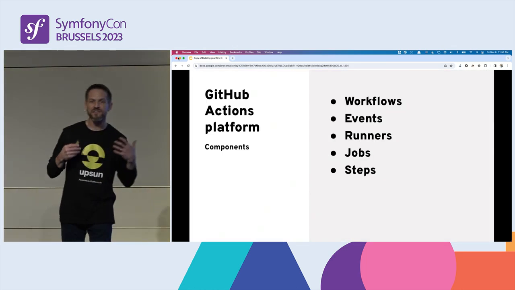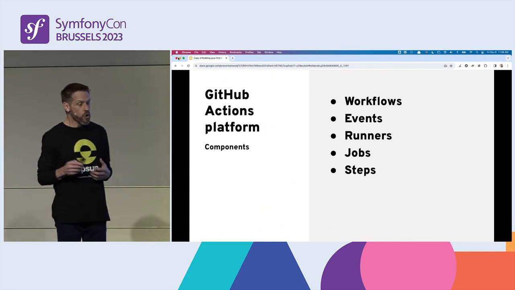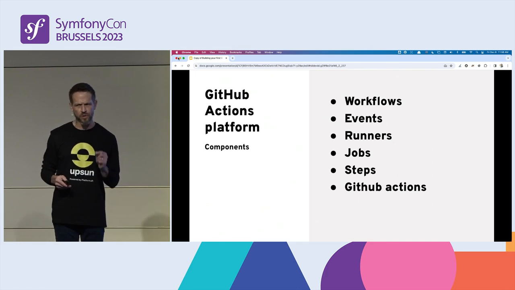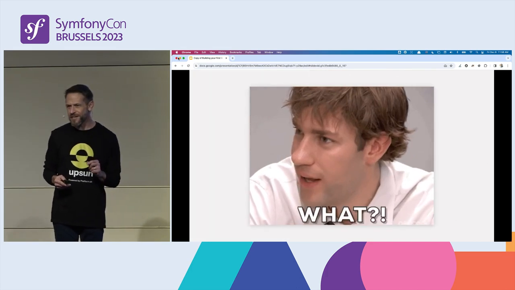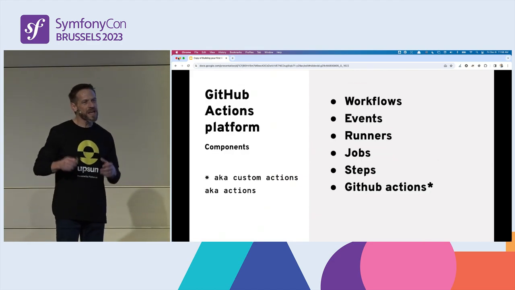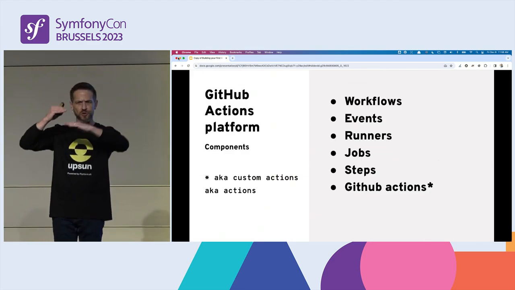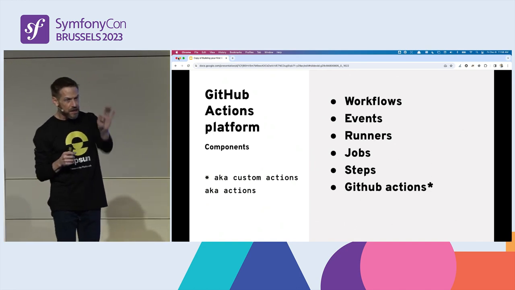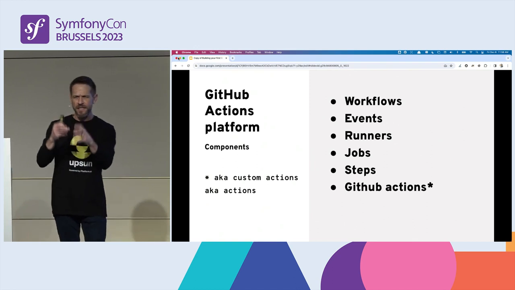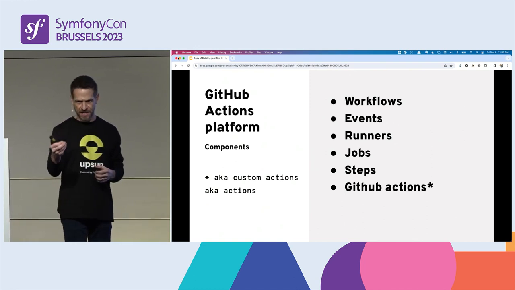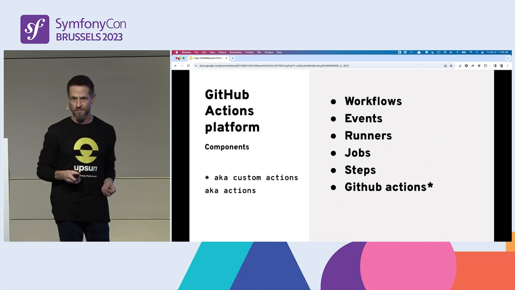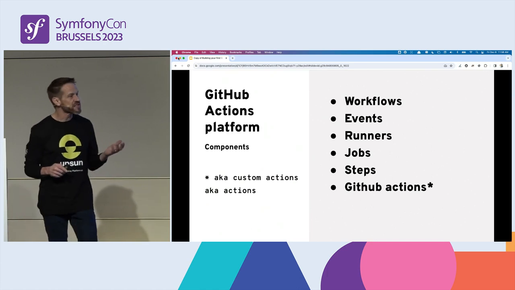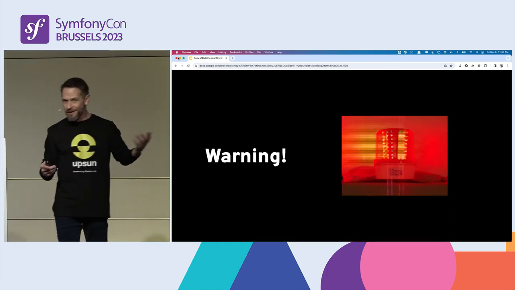Well, you're going to work with things called workflows. We've got events, runners, jobs, steps, and GitHub Actions, but with a little a. So if you're listening in, I've got a gentleman saying, wait, what? Yeah, GitHub Actions with a capital A refers to the platform, the whole entire automation platform. If you see GitHub Actions with a lowercase a, that refers to a singular, modular, self-contained piece of automation that you can use in your automation. Sometimes they are referred to as custom actions, and sometimes just as actions. But just be aware that this happens.